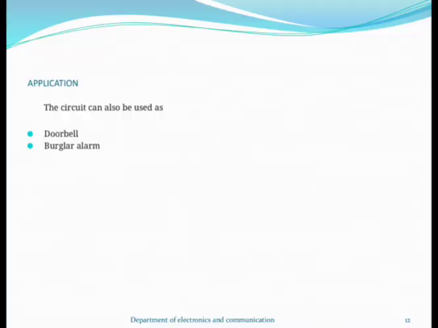Applications of an electronic watchdog. Two main fields where an electronic watchdog can be applied are doorbells and burglar alarms. A doorbell means we could install it in our house to inform us when someone arrives at our gate. A burglar alarm could be installed in firms or factories. So these are the two main applications of an electronic watchdog.